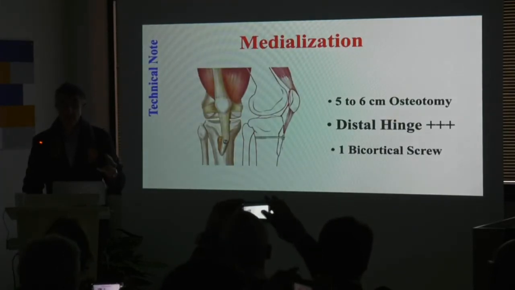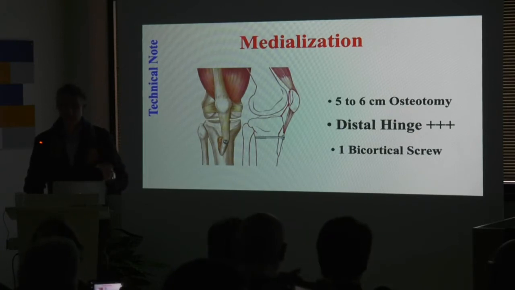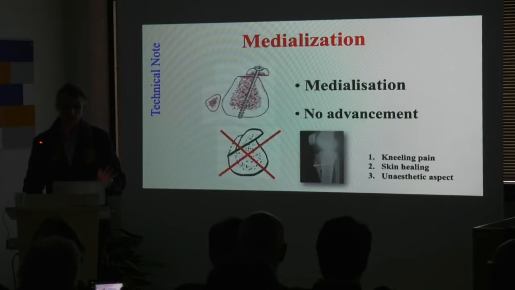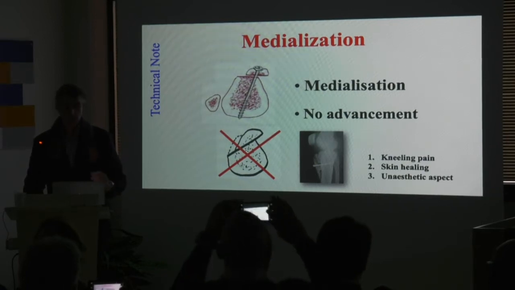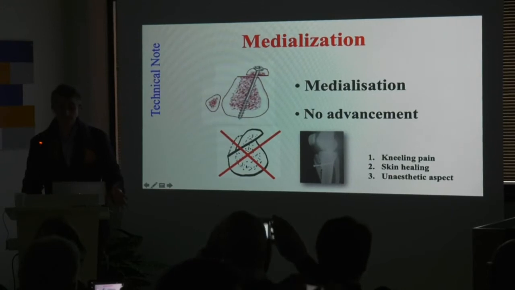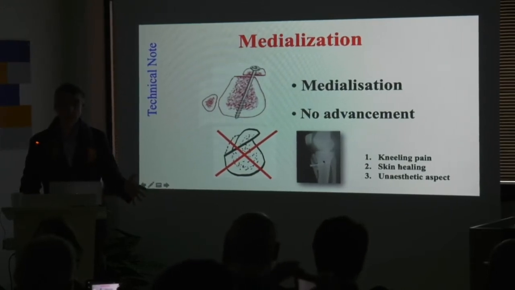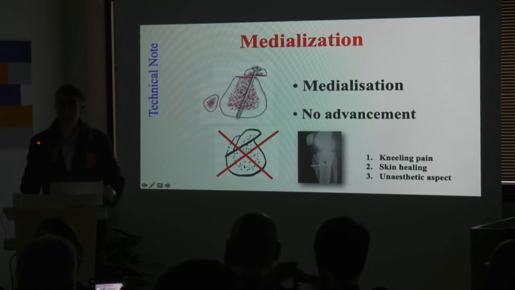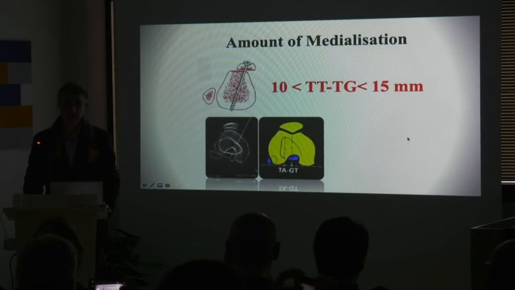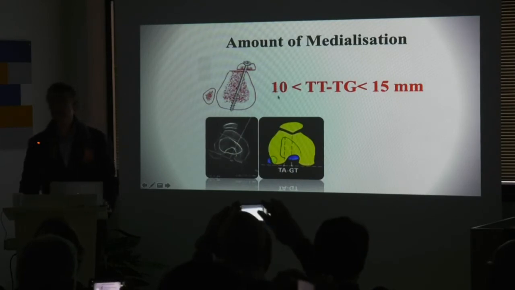So you have seen that for the medialization, it's a 5 to 6 centimeter osteotomy. You can use a distal hinge if you do only medialization and use only one screw. No advancement, as I told you before, because this leads to terrific X-rays like that, which is the Maquet effect, which doesn't work except in the cadaver lab. So never do that. And the goal is to bring back the TTTG between 10 and 15, or 8 and 13 if you use MRI.